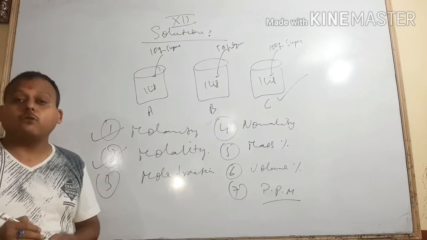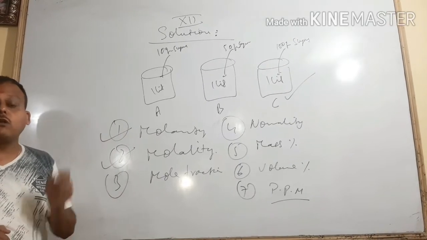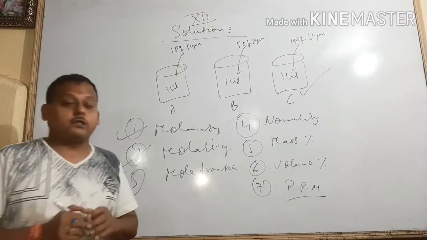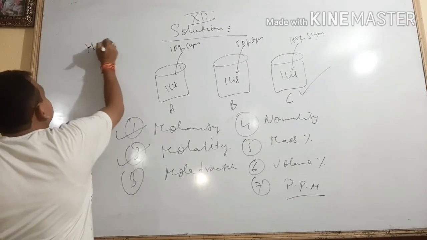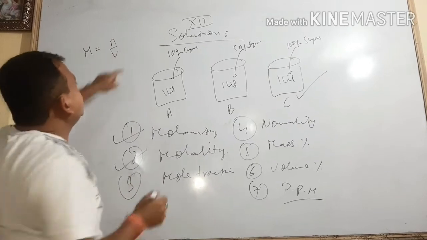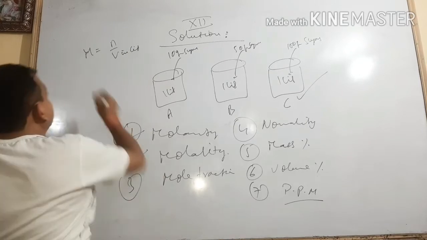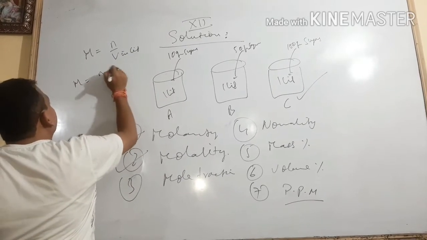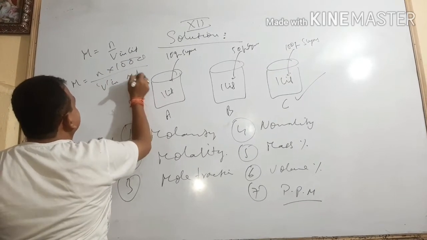First we discuss molarity. Molarity is defined as the number of moles of solute present in 1 liter of solution. It is represented by capital M. That is, M is equal to n by V, where n is the number of moles of solute and V is the volume in liters of the solution. Or if we convert liter into milliliter, then M is equal to n into 1000 divided by volume in milliliters.